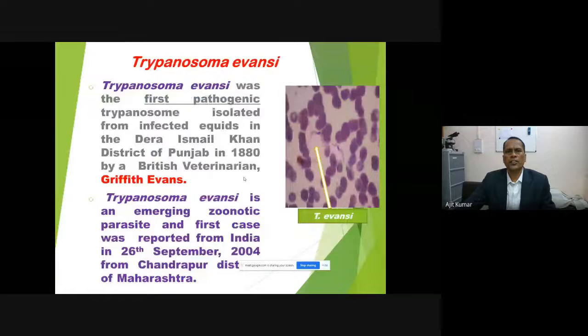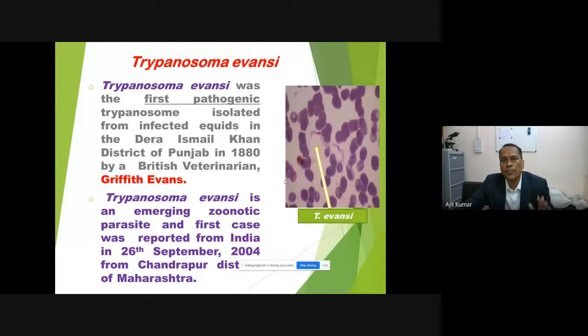Coming to the first important parasite, Trypanosoma. Trypanosoma is a hemoprotozoan parasite found inside the blood of the infected host. This is a hemoprotozoa, thread and leaf-like. There are various types of Trypanosoma species, but the most common one affecting livestock is Trypanosoma evansi. Some reports are available on its zoonotic importance.